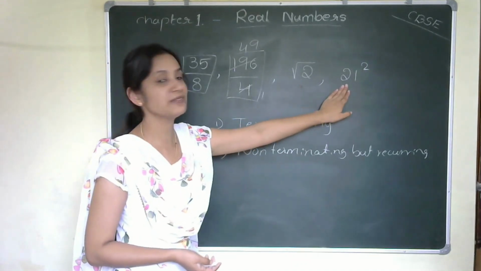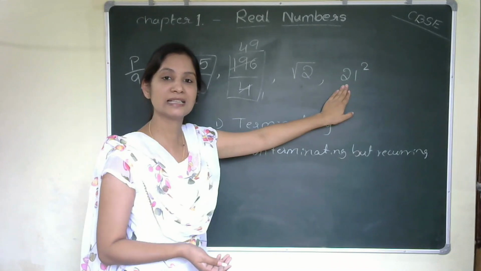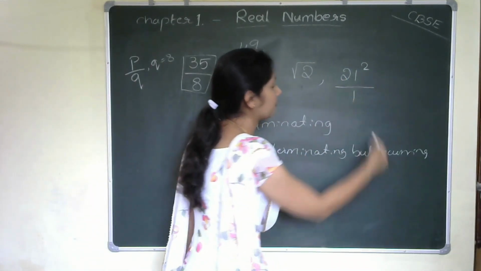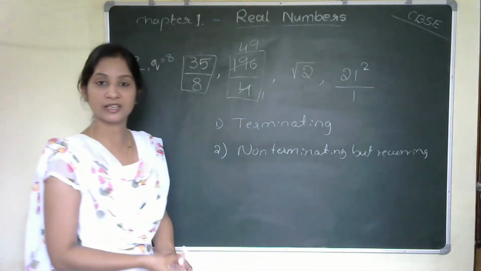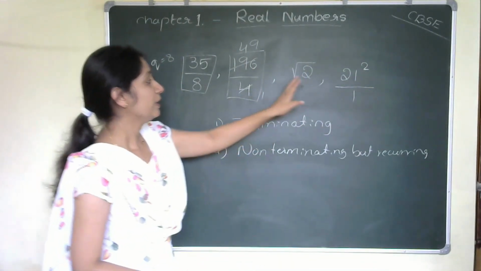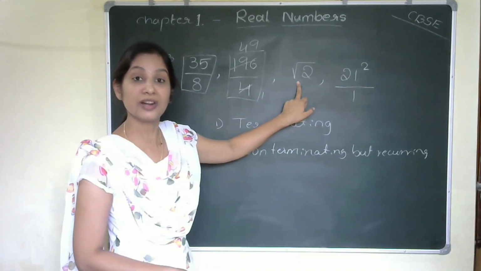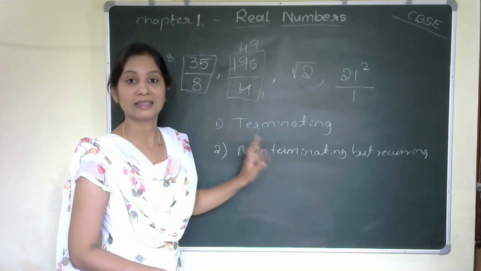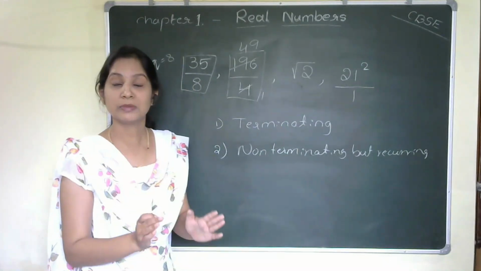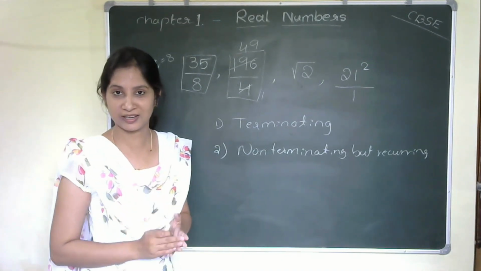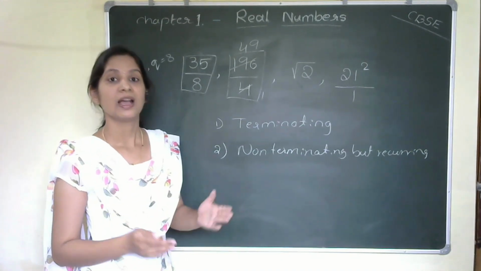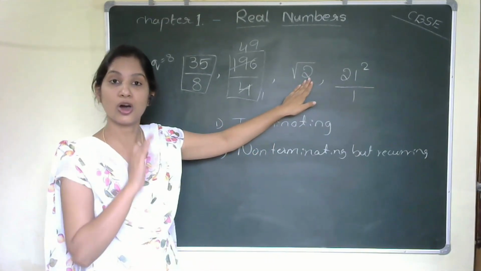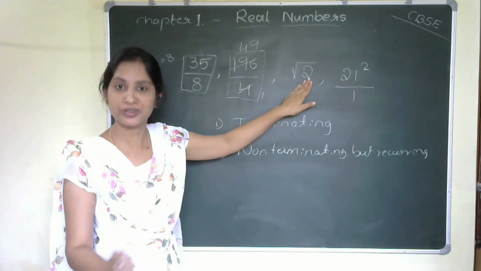Okay. Then 21 square. Yes, we can do that. It's a rational number and we can express it simply as 21 square by 1, which is in the form of p by q. Yes. So a number is said to be irrational when it does not satisfy both of the conditions. That means it is non-terminating as well as non-recurring. I hope you have understood. I'll repeat it once again. An irrational number is non-terminating and non-recurring.